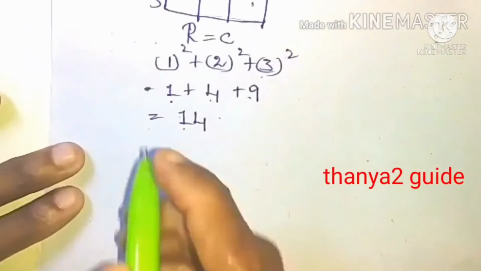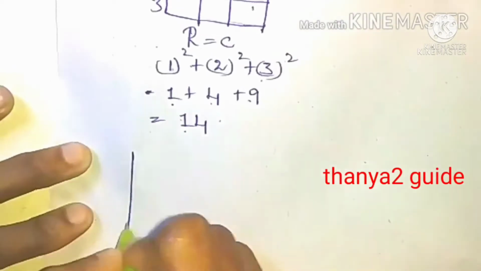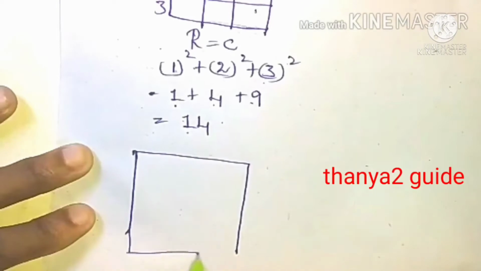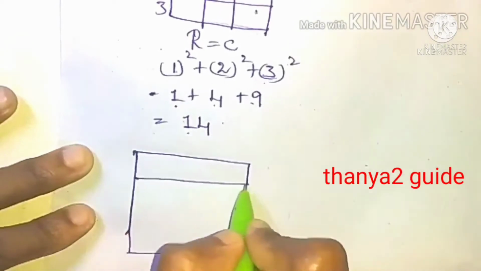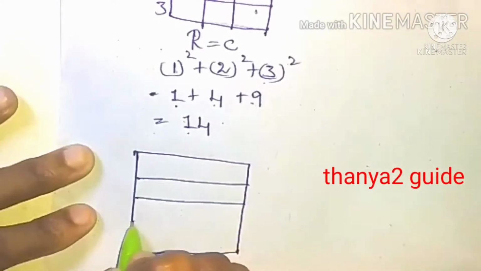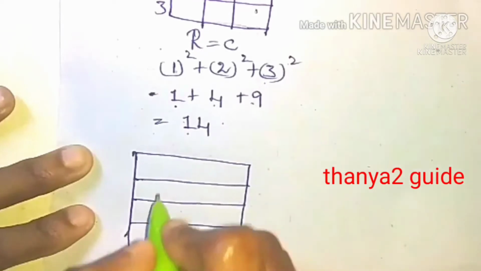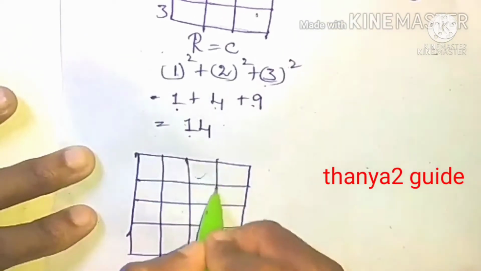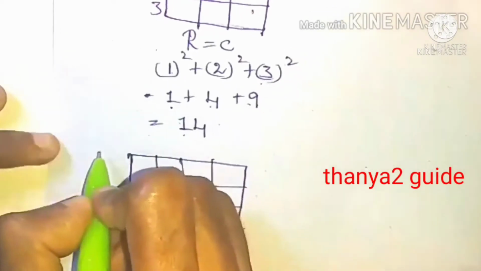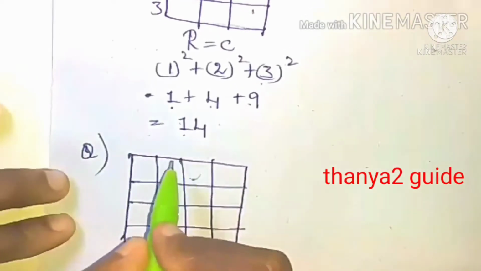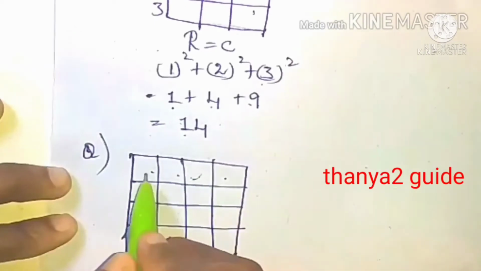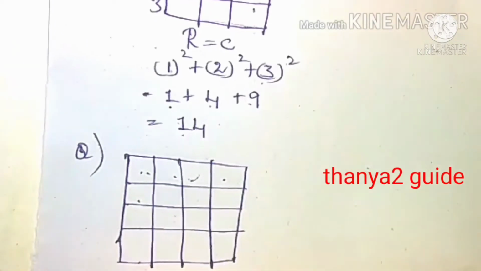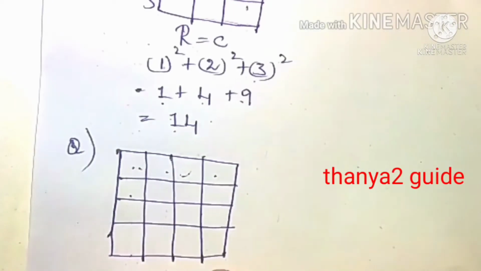You can see here, find it out. 1, 2, 3 and this is 4. 1, 2, 3 and 4. So this is homework. 1, 2, 3, 4 rows and 1, 2, 3, 4 columns. So 4 rows and 4 columns are equal. Then find out the answer and comment.